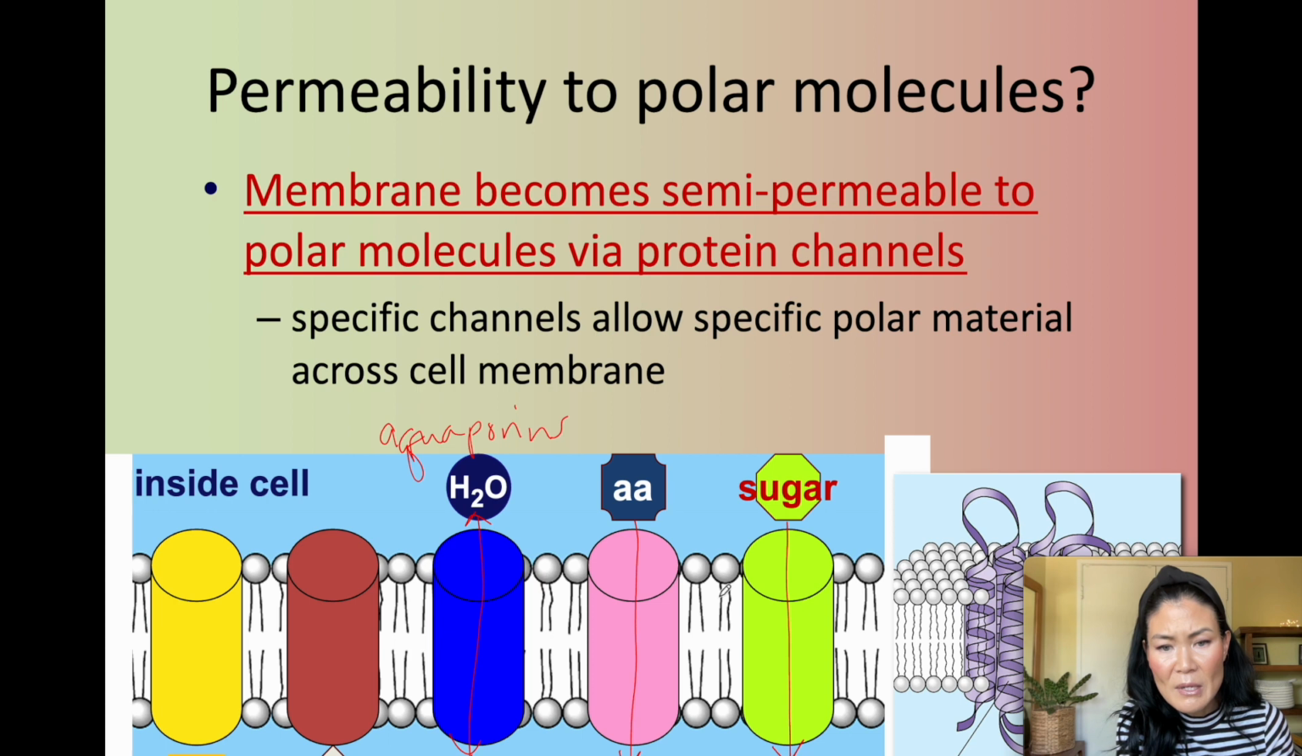And then sugars and amino acids, because they are charged substances or polar substances, they have to be transported through specific channel proteins, okay? It's sort of like when you get into a line. These sugar molecules can only go through one line. They can only come in through the sugar transport proteins. The amino acids can only come in through the amino acid specific proteins, okay?